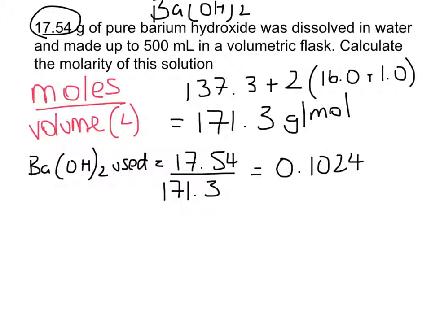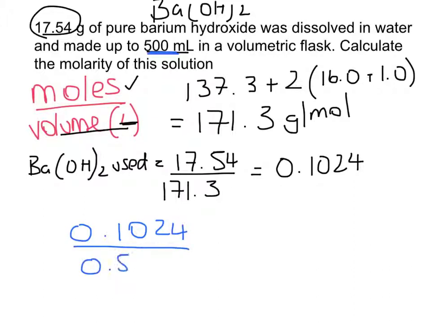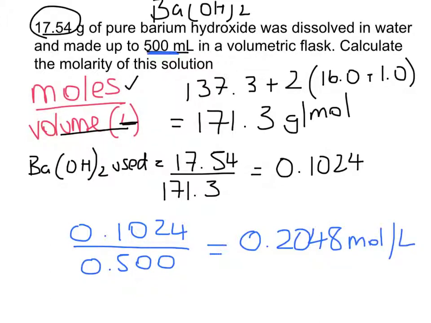So now we've got the number of moles, we have our volume in our litres. Remember, it's 500 mL, so we want it in litres. So remember, 0.5. So now let's plug it in. So we have our moles at 0.1024, and we put that over our volume of 0.5, and that gives us our molarity of 0.2048 moles per litre.